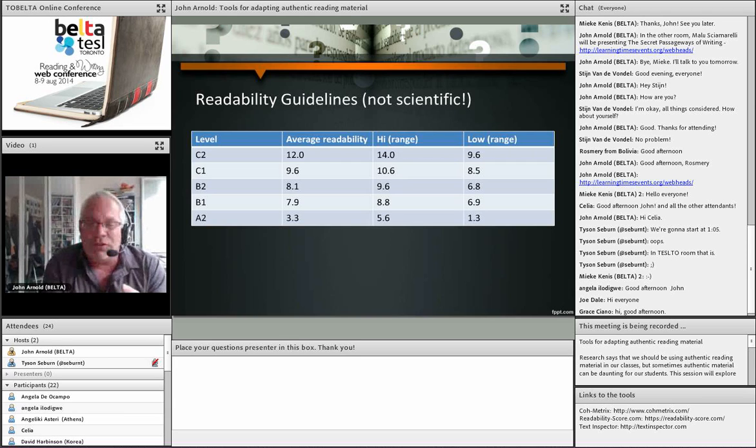So this was just a guideline. By no means is this very scientific. By no means is this set in stone. It's just for beginning teachers, they need some sort of guidelines to work in. Once they develop experience, like the rest of us, they probably would move away from these guidelines a bit.